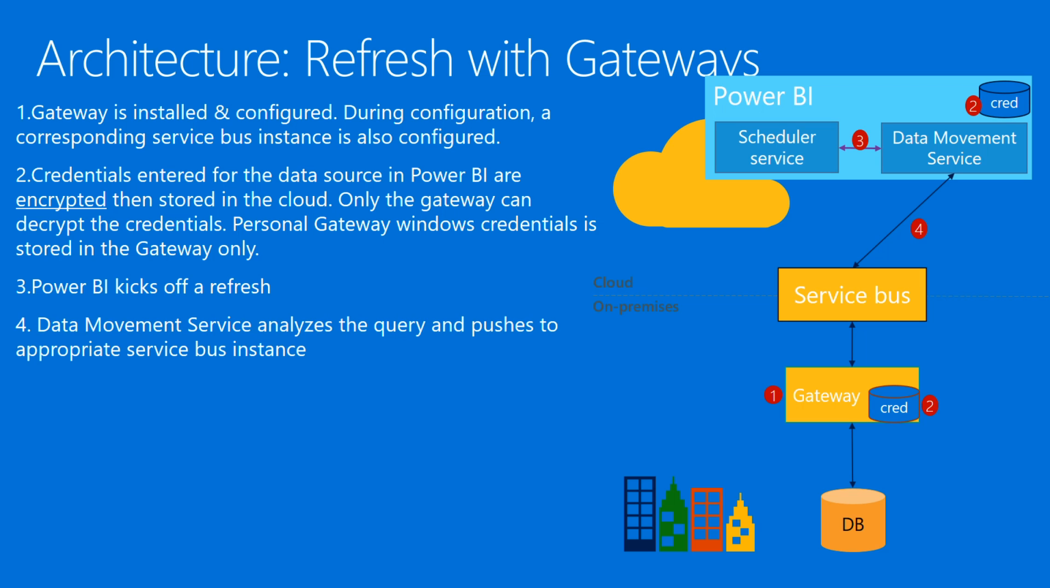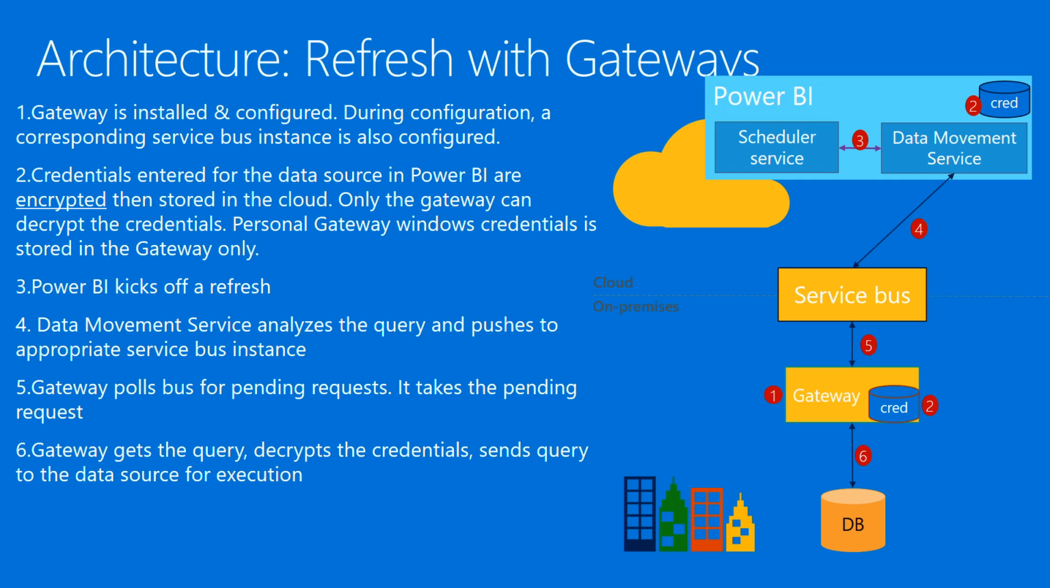So Power BI kicks off a refresh, which means someone is looking at the dashboard in the case of a direct query, or a scheduled refresh is about to happen. So our data movement service analyzes the query and pushes to the appropriate service bus, according to which user has which gateway configured for which data set. And finally, the gateway pulls the bus for pending requests. Once it gets the request, it decrypts the credential, sends the query to the data source, gets back the executed results, and pushes them back through the service bus and back to the Power BI service.